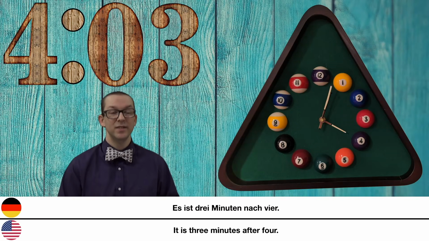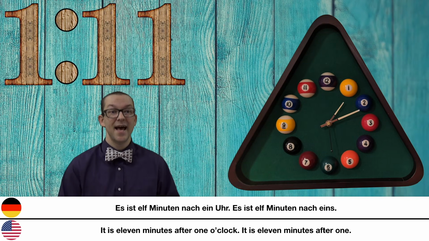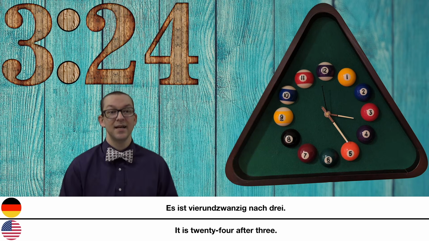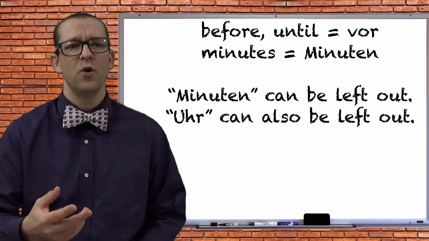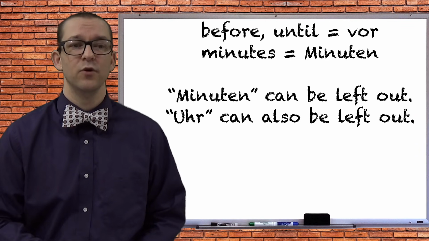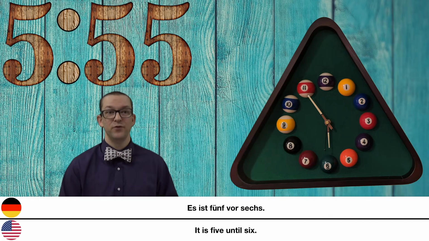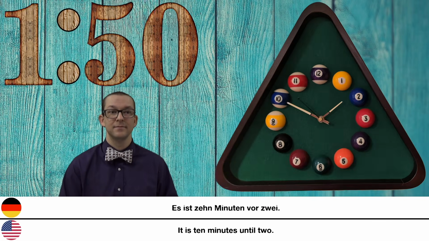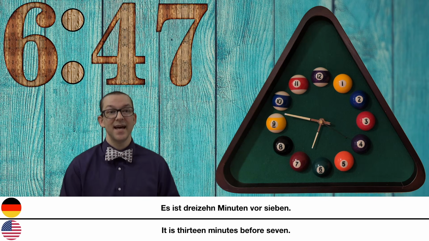Es ist 3 Minuten nach 4. Es ist 11 Minuten nach ein Uhr. Es ist 11 Minuten nach eins. Es ist 24 nach 3. Use vor to say that the time is a number of minutes before the hour. The same rules as before with regards to Minuten and Uhr still apply. Es ist 5:06. Es ist 10 Minuten vor 2. Es ist 13 Minuten vor 7.